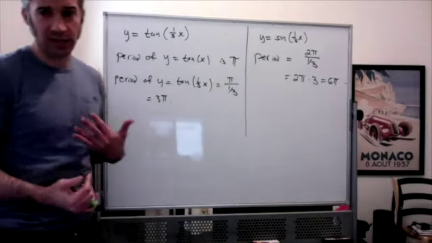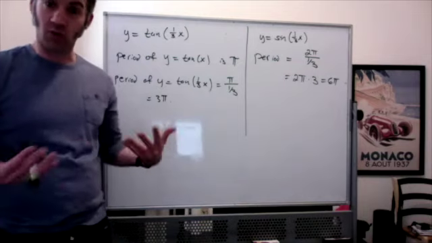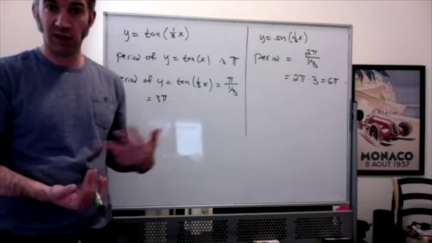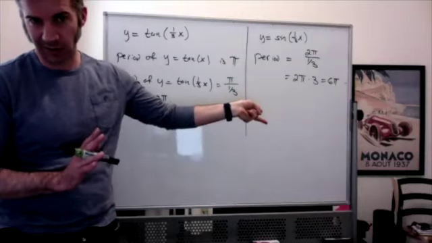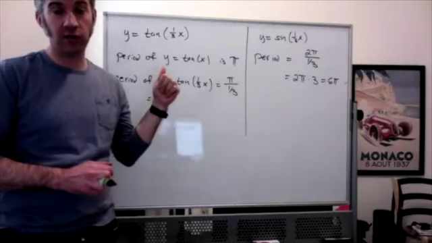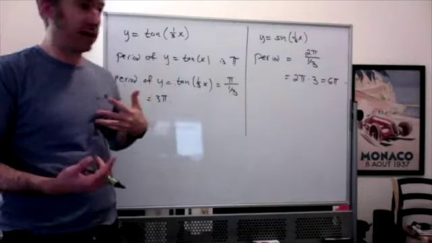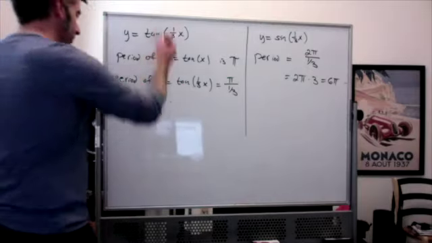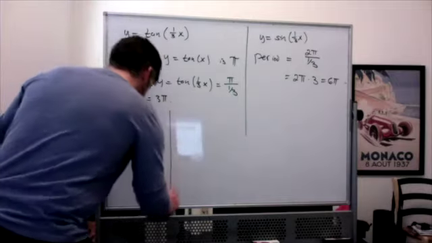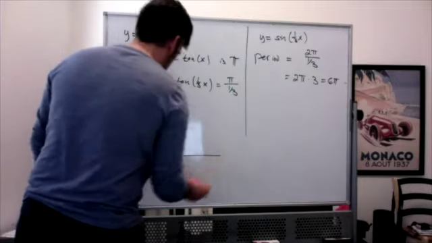So the rules are still the same in that you take your original period for the function, 2 pi for sine and cosine, and secant and cosecant, 1 pi for tangent and cotangent, and you divide that by whatever is multiplying x. So to graph this, my period is going to be 3 pi.